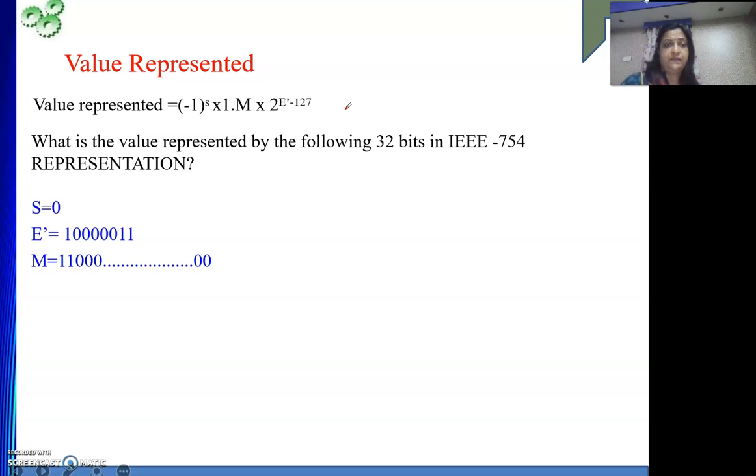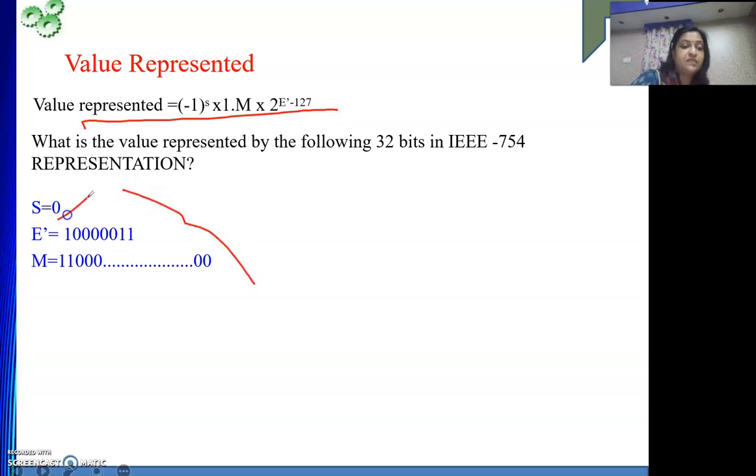Now we will see one example. The value representation is understood, so let us look at the example given to us. S is 0. S is 0 means minus 1 to the power 0, which is 1. That means the number is positive.